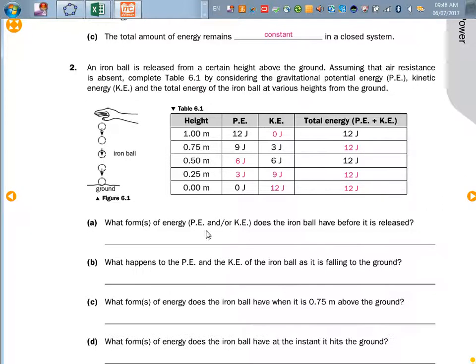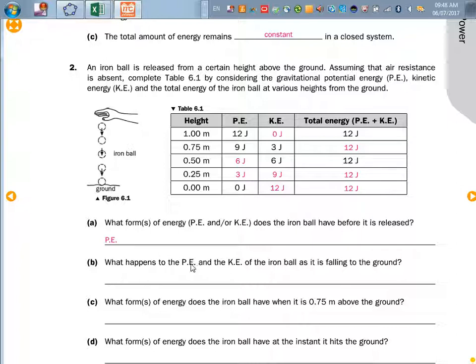Okay, what forms of potential energy, kinetic energy does the ball have before it is released? So what does it have before it is released? Anqi, what does it have? Only? Yes, she is correct. There is only gravitational potential energy. Please spell it out. Do not write KE only.